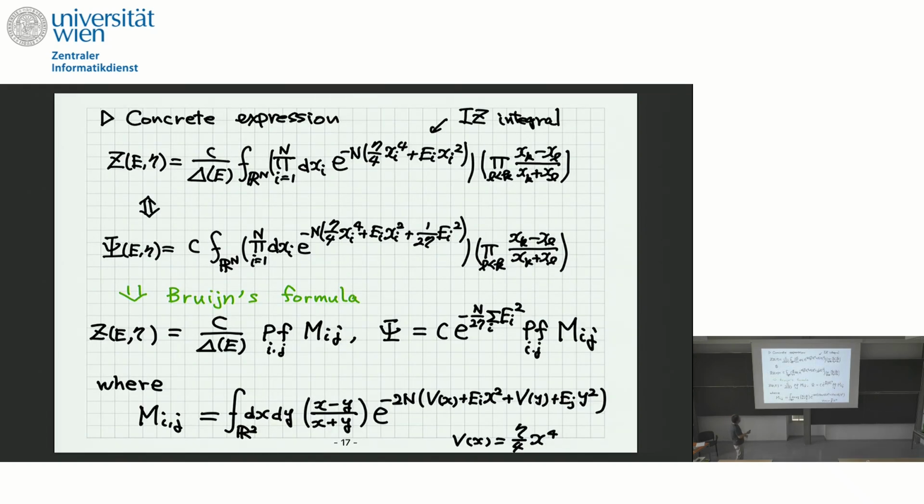So we can obtain a more concrete expression for the partition function by using the eigenvalue integral. The result is given by this. Of course, the psi is also written by a similar expression, and using Brézin's formula, that is expressed by using some affine of Mij. Mij is defined by this, right?